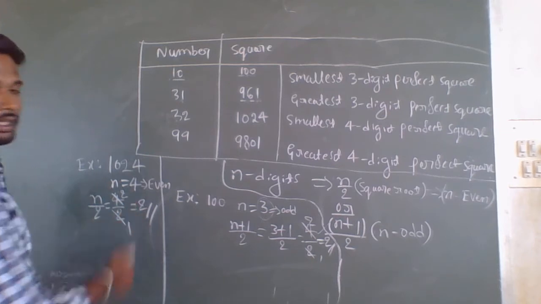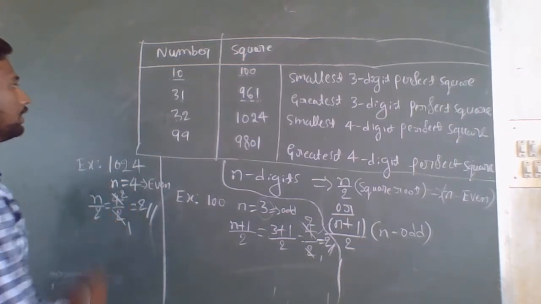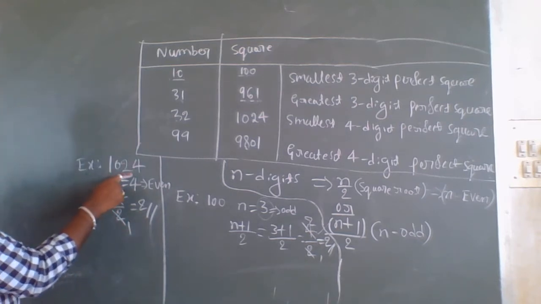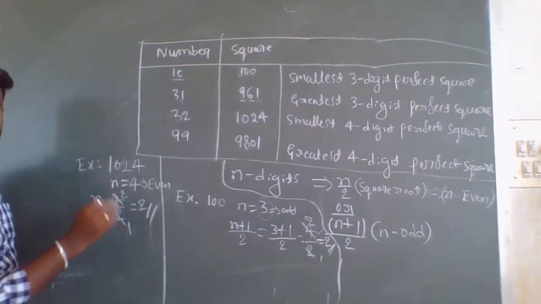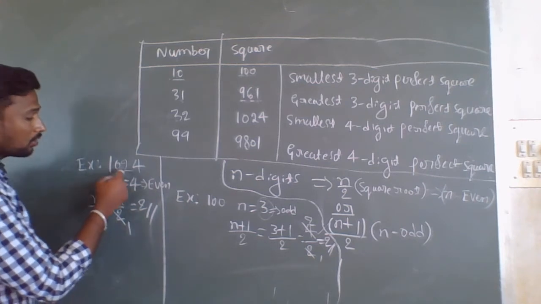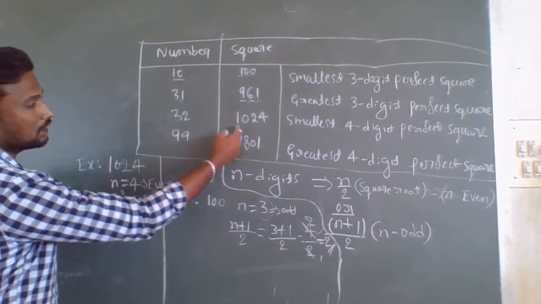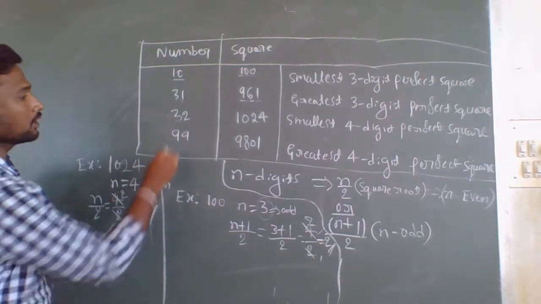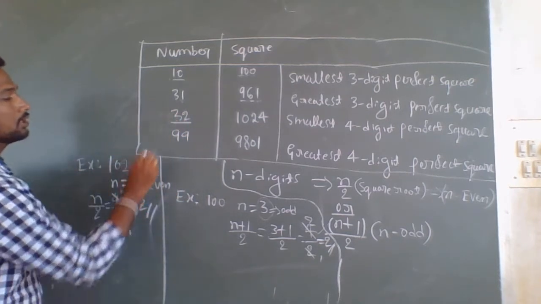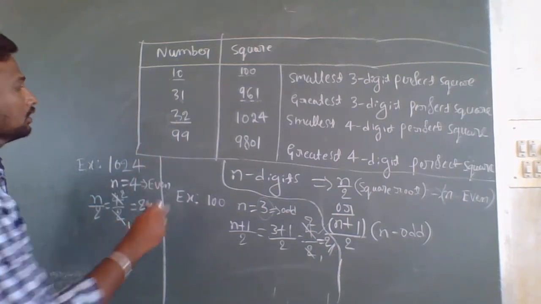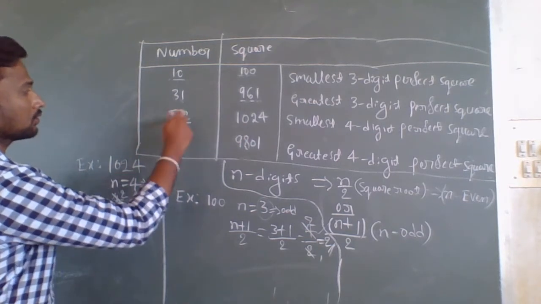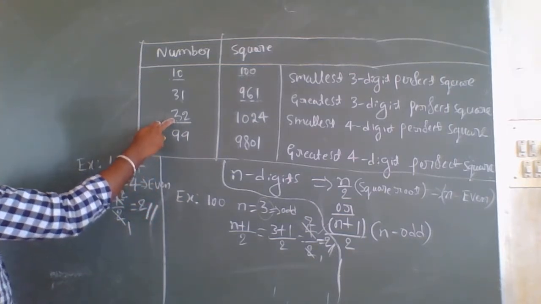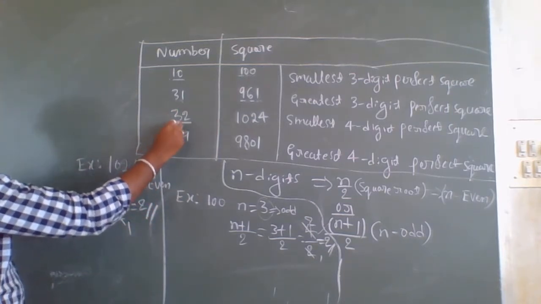So what does it indicate? This 2 indicates the number of digits in the square root of 1024. What is the square root of 1024? 32. How many digits are there in 32? There are 2 digits, 1, 2. So here we got 2 only, which means there are 2 digits in the square root of 1024.